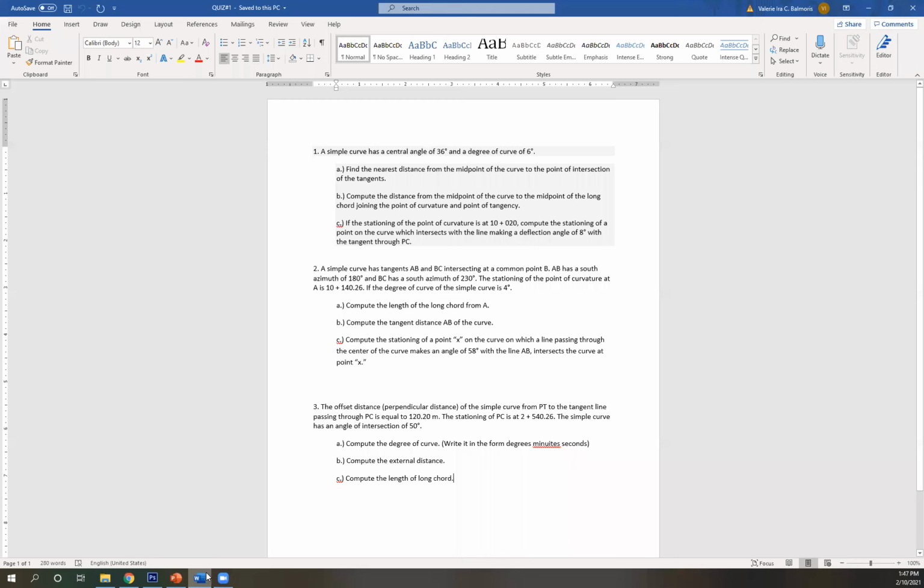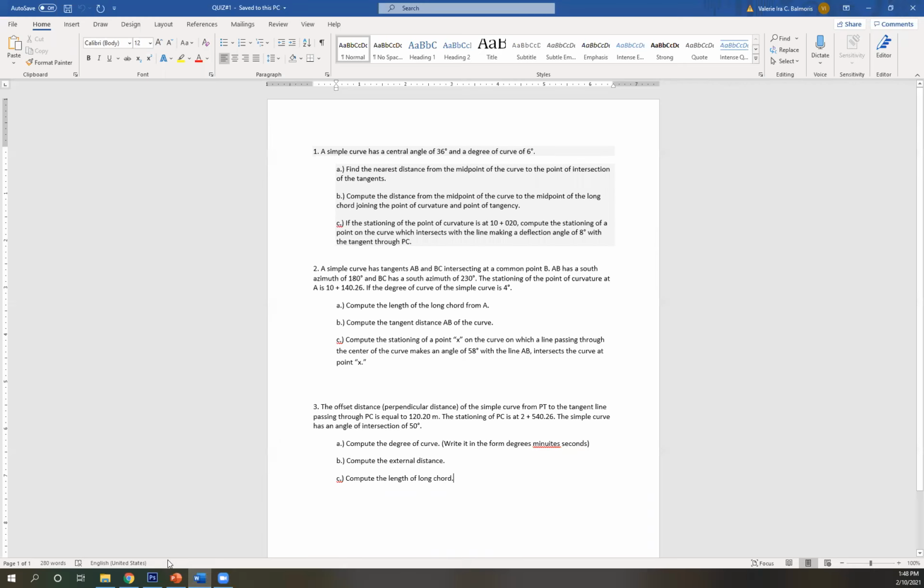Let's move on to letter C. So here, this gets a bit tricky. Compute the stationing of a point X on the curve on which a line passing through the center of the curve makes an angle 58 with line AB. It intersects the curve at point X. So let's look at it one by one. We want to know stationing at point X, wherein a line passing through the center of the curve makes an angle 58 degrees with line AB. Okay? Then it intersects the curve at X.